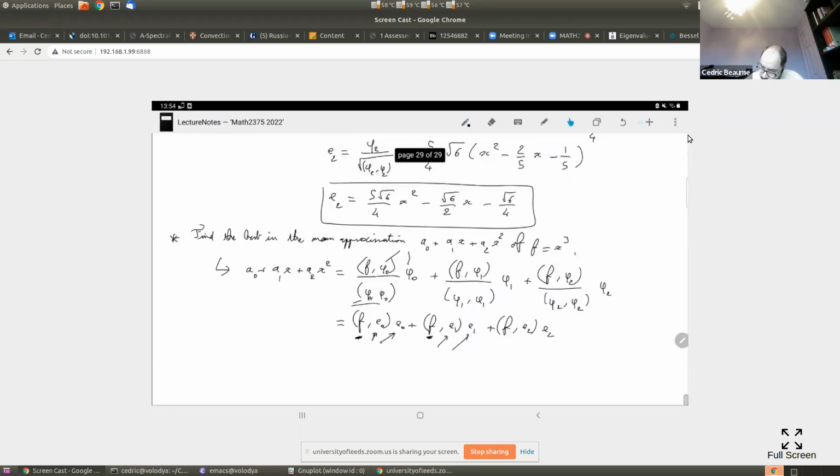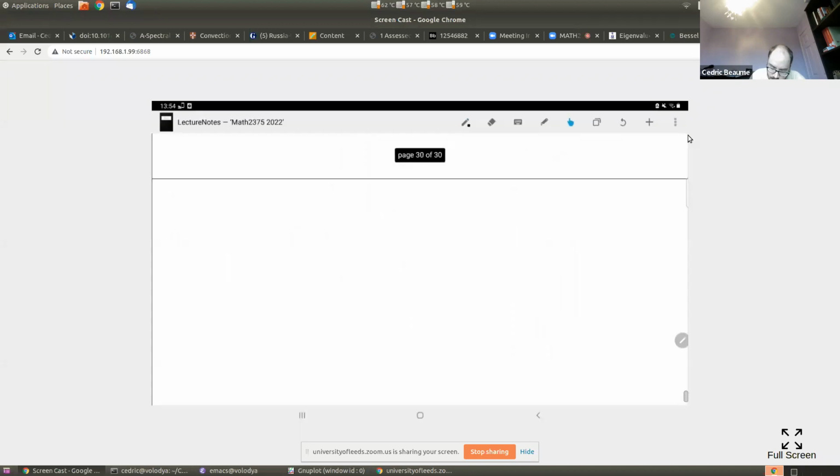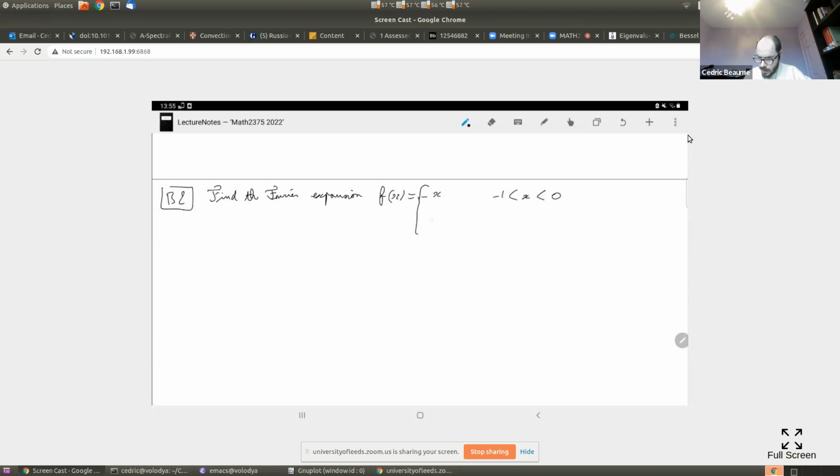But I want to say a few words, and I don't have enough time to do that, but I will try to do my best to structure my thoughts about B2. So B2 is a simple one-liner question, and these are the most dangerous ones. Find the Fourier expansion of a function that we defined as f of x equals minus x for minus 1 less than x less than 0, and x squared for 0 less than x less than 1.